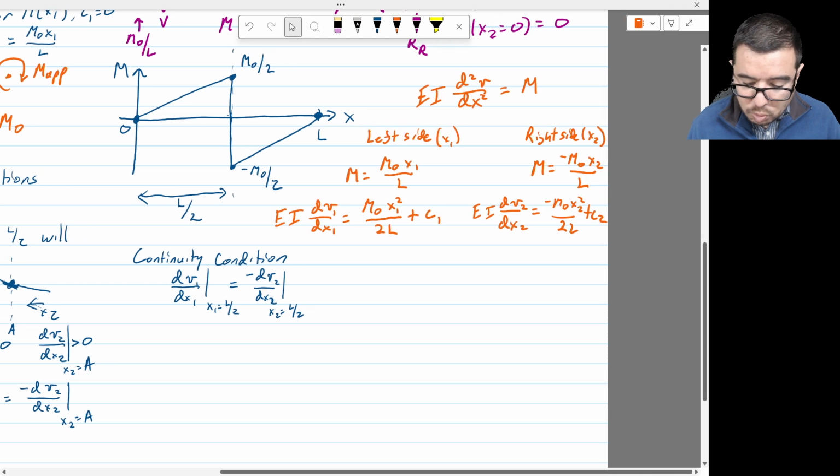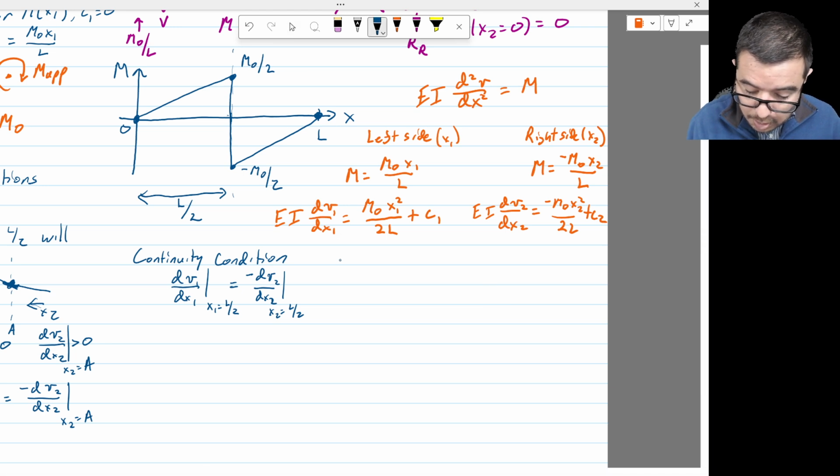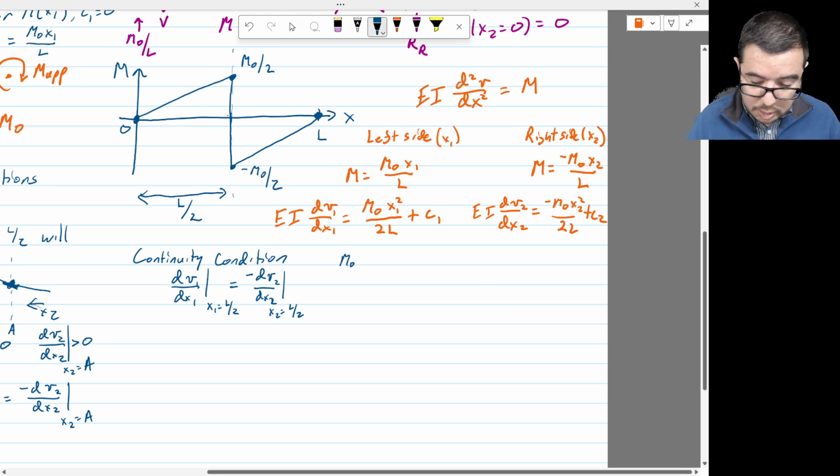Okay, so what happens when we plug these values in? We have here an m naught and x1 equal to L over 2, so that will give us L squared over 4 and over 2, and then divided by L, so that'll give us an m naught L over 8, just like that. Okay, you see that? Plus C1 is going to be equal to the minus of this.